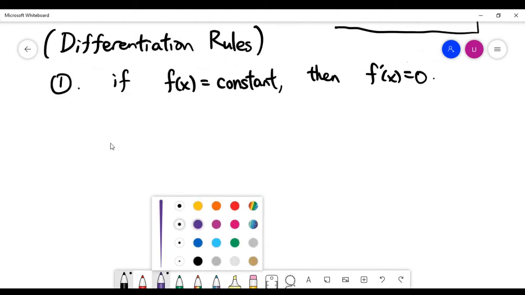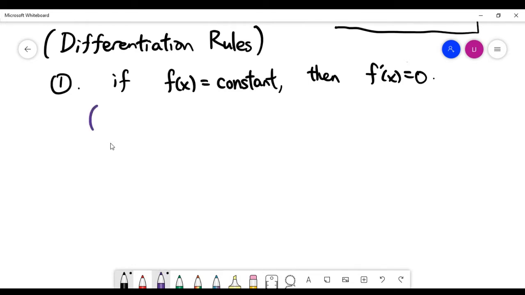So now let's look at the first rule I stated here. If a function is a constant function, the constant is any number, any fixed value is fine. So let's say f of x is a constant. Then I claim that f prime of x is 0. Do you know why this rule makes sense? I can really add a hint here.